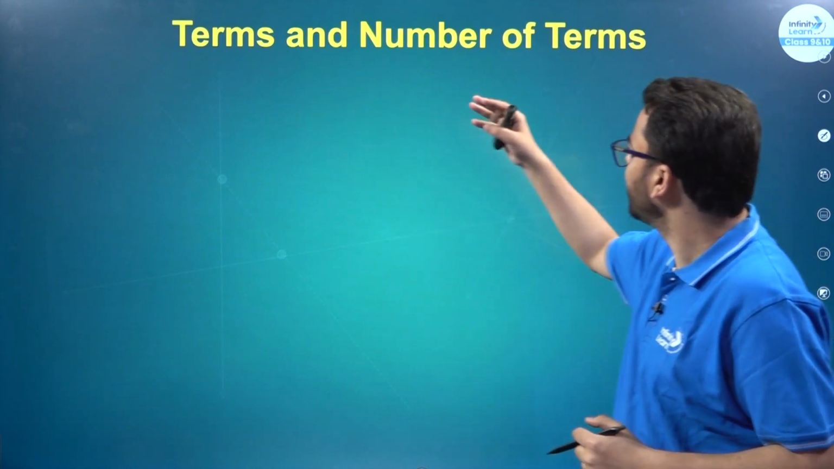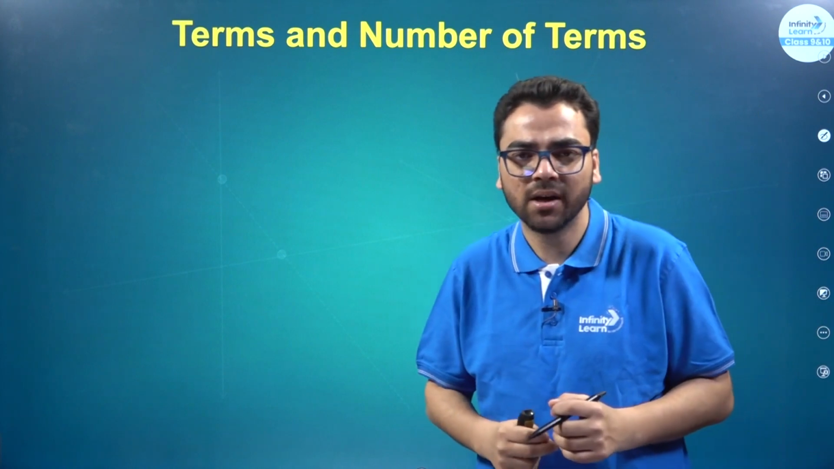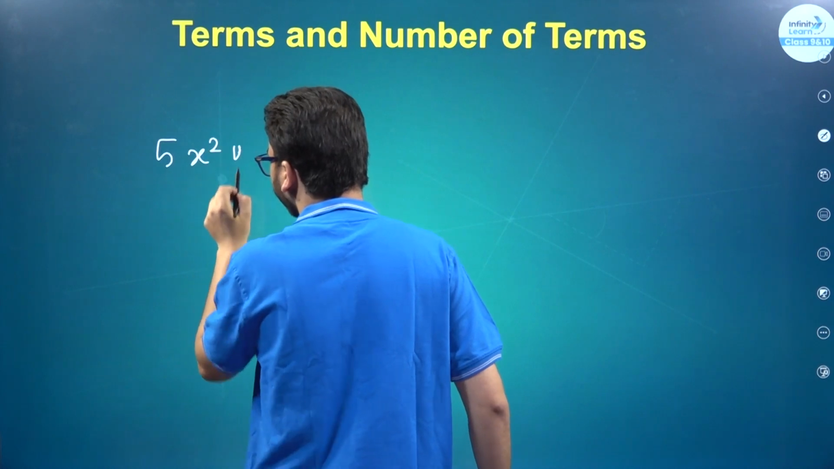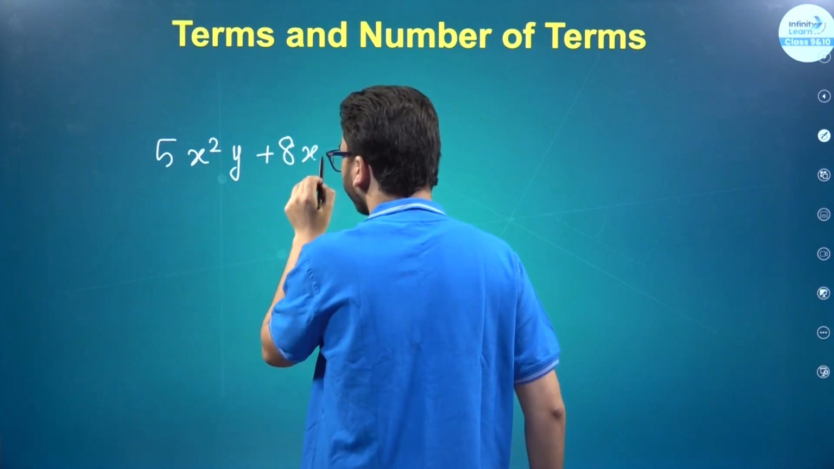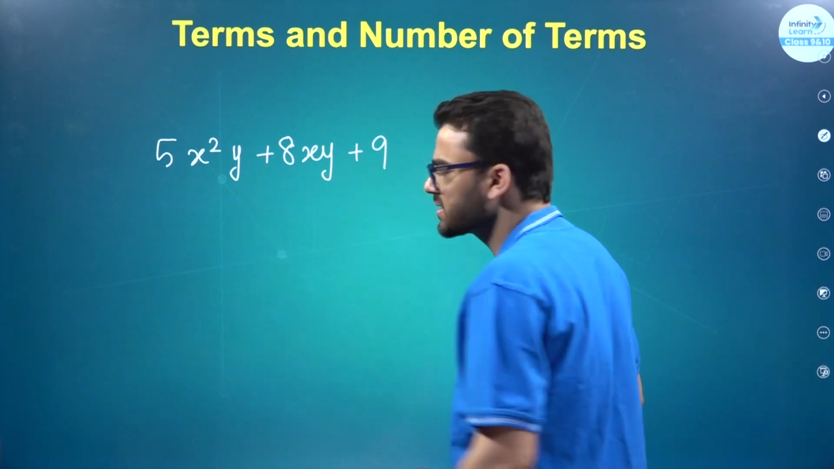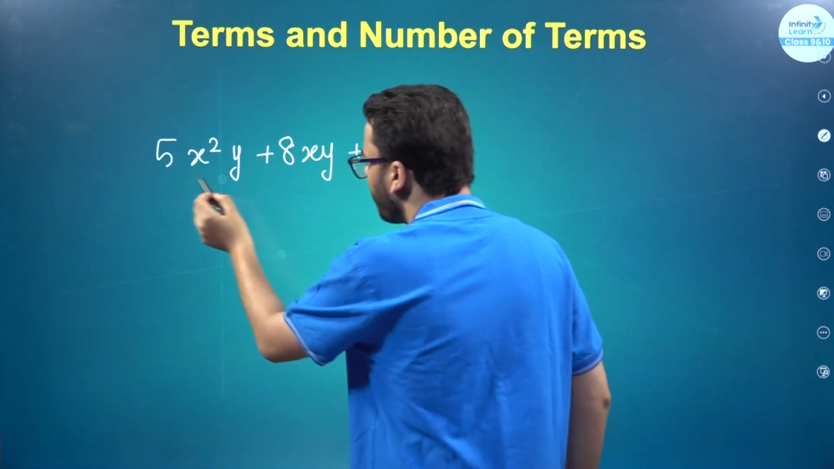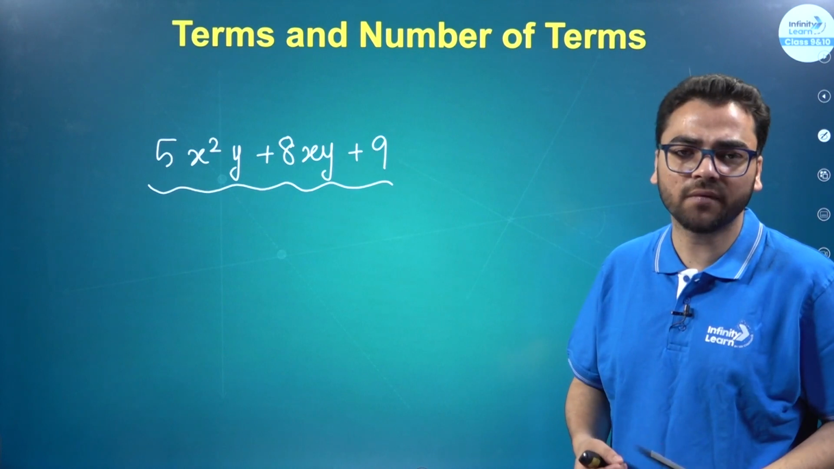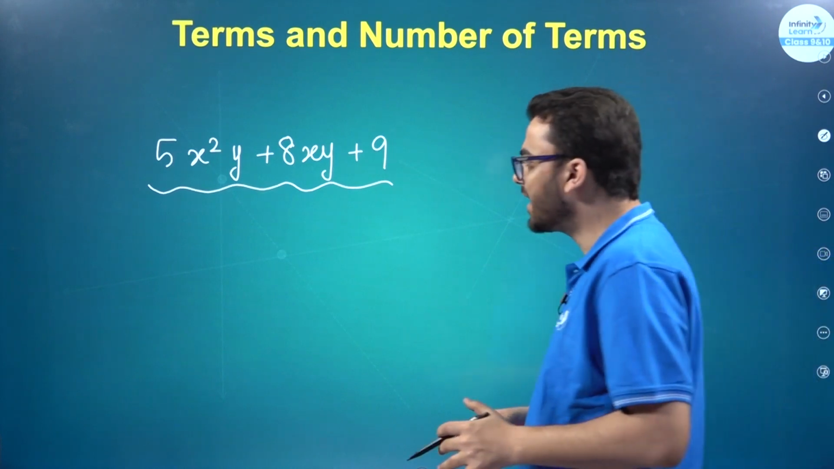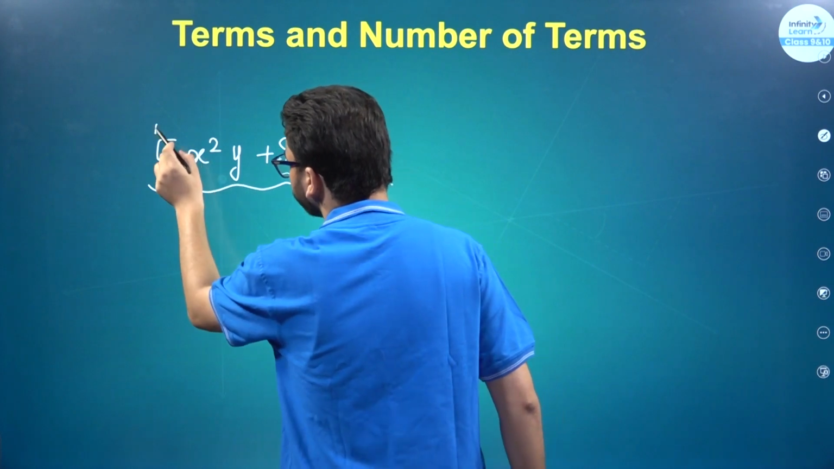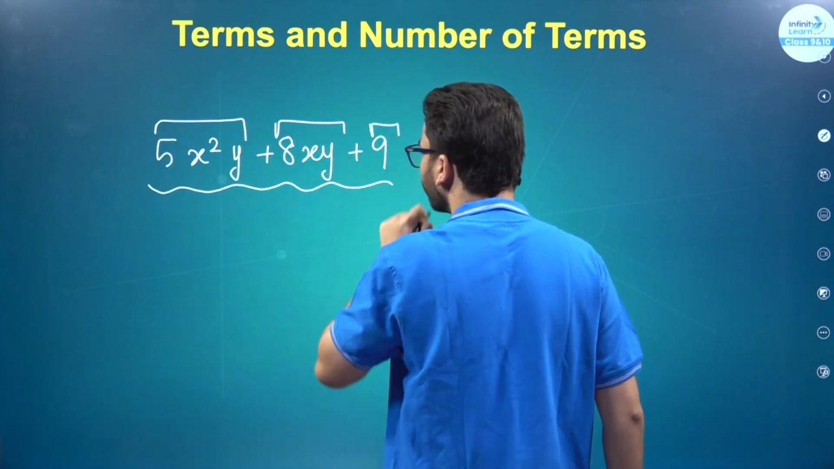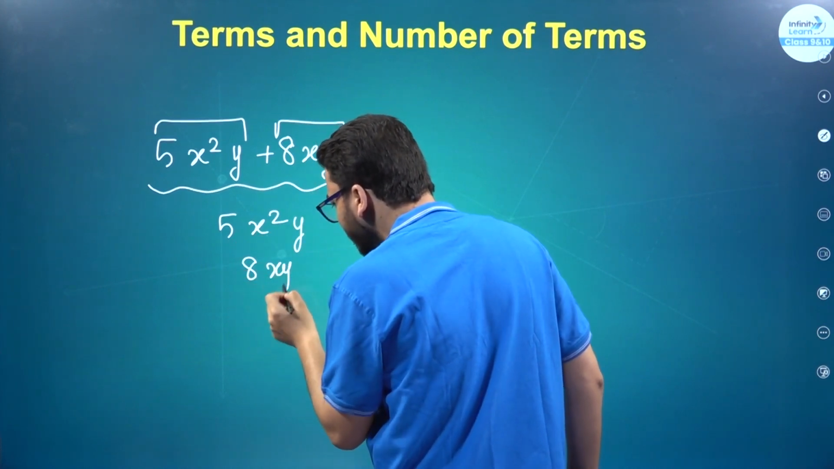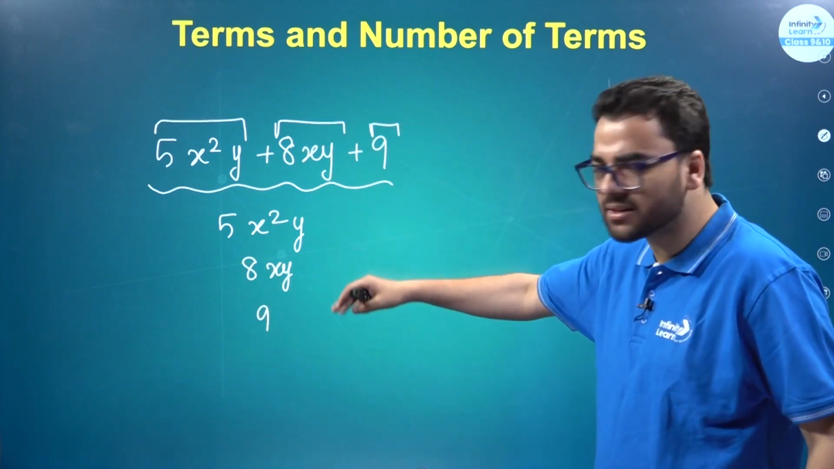So what are terms and number of terms? So what is a term? For example, I'll write it like this. See, you'll get it immediately. These are the basics. If somebody asks what are the terms over here? Basically parts of an algebraic expression. We will study about algebraic expressions as well. Parts of an algebraic expression separated by addition or subtraction sign. So you see, this is a term over here. This is another term. This is another term. So 5x square y is a term. 8xy is a term. 9 is a term. These are the terms over here.